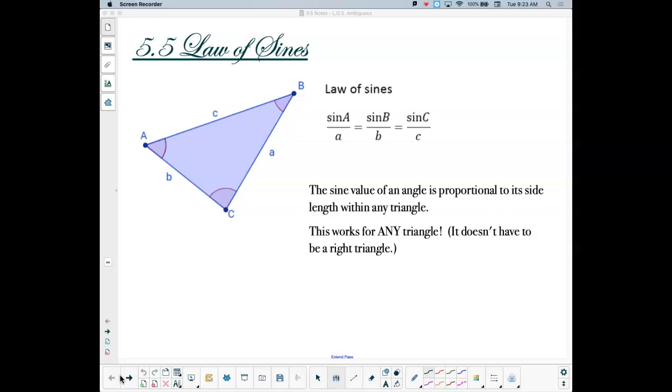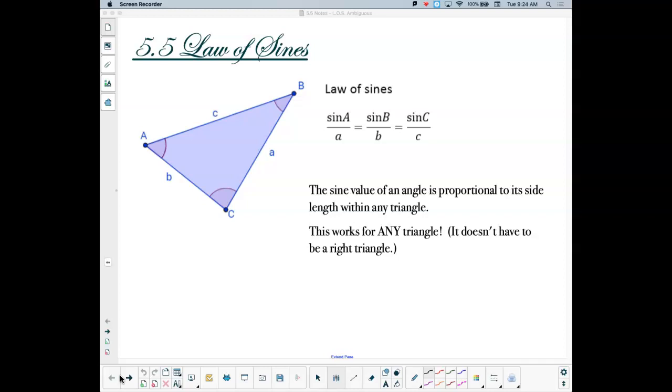You figured out that the sine of angle A divided by side A is equal to the sine of angle B divided by side B is equal to the sine of angle C divided by side C. And we found that the sine value of an angle is proportional to its side length within any triangle, and that includes non-right triangles. And we were all kinds of excited because we could solve non-right triangles finally. Woohoo!